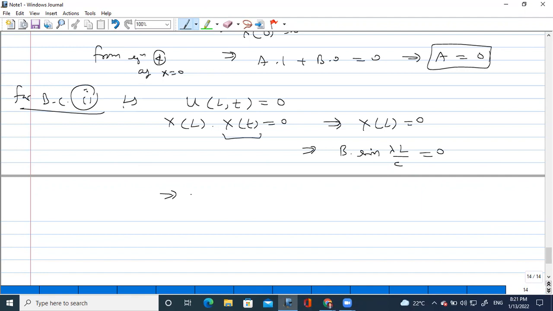So this implies, now here B cannot be 0. Otherwise your total X function will be 0. So here sine of lambda L by c is equal to 0. And that can be written as sine n pi.